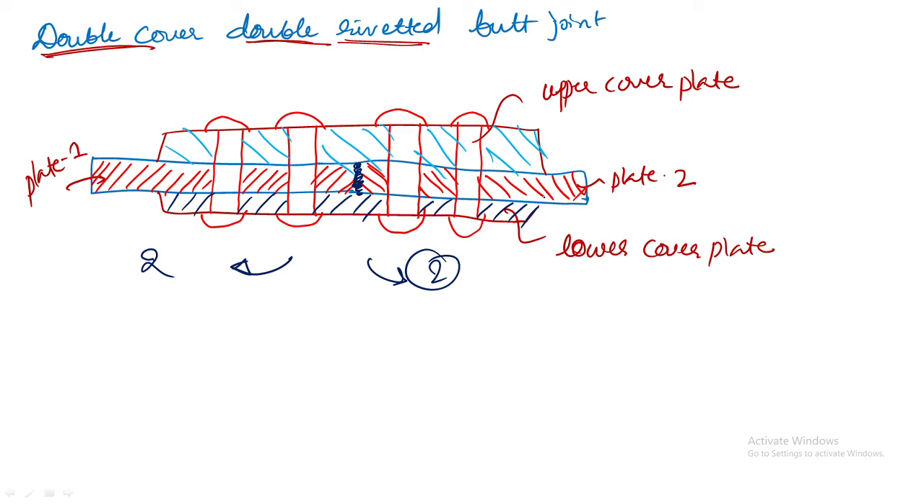Two rows to connect plate 2 to the upper cover plate and lower cover plate. Two rows to connect plate 1 to the upper cover plate and lower cover plate. Right. Now this is what a continuous joint is.